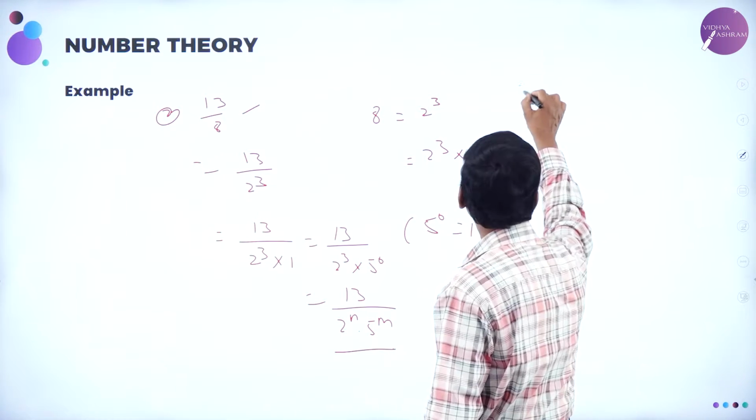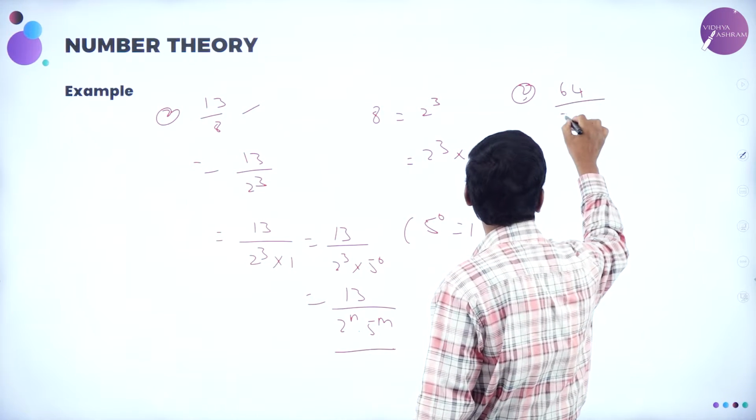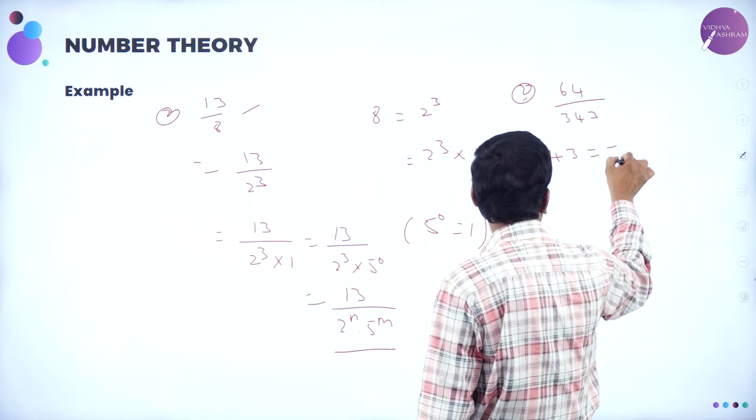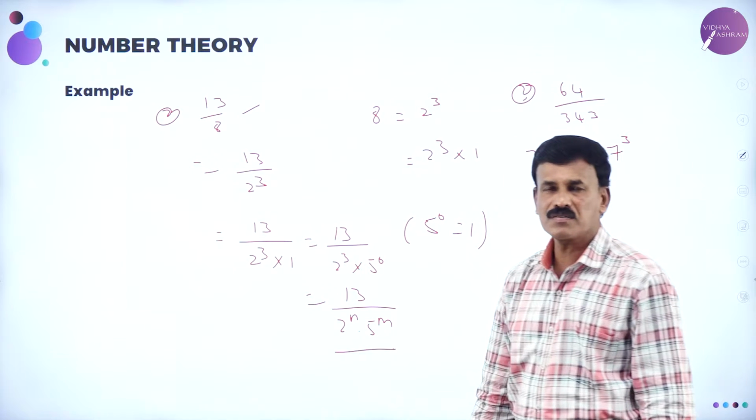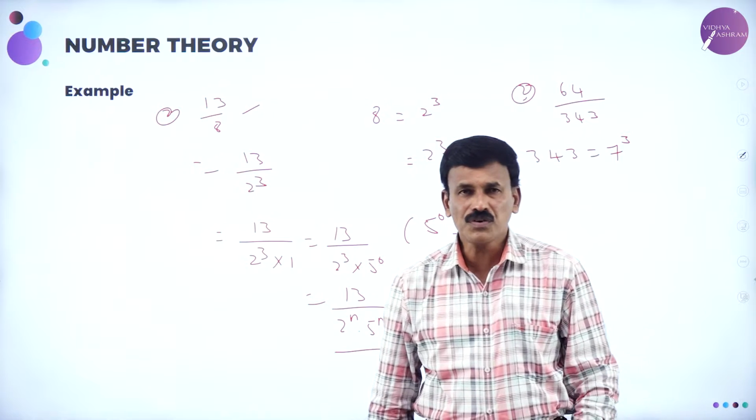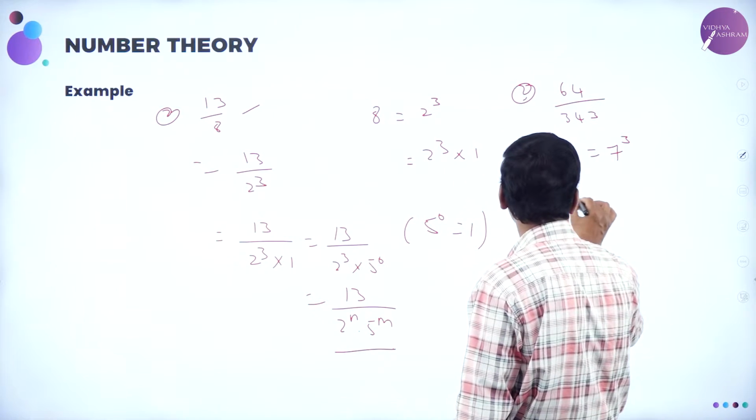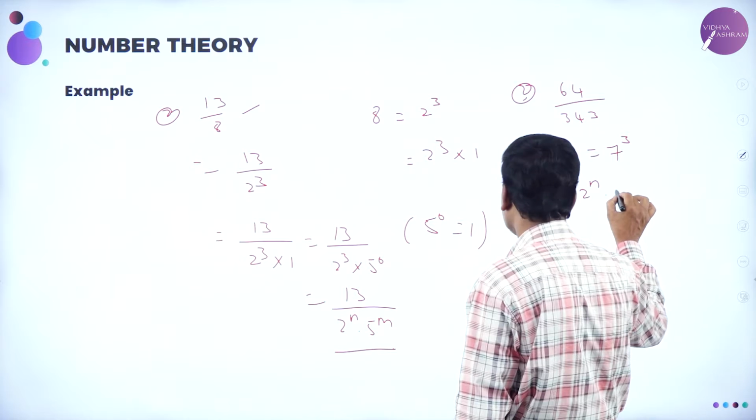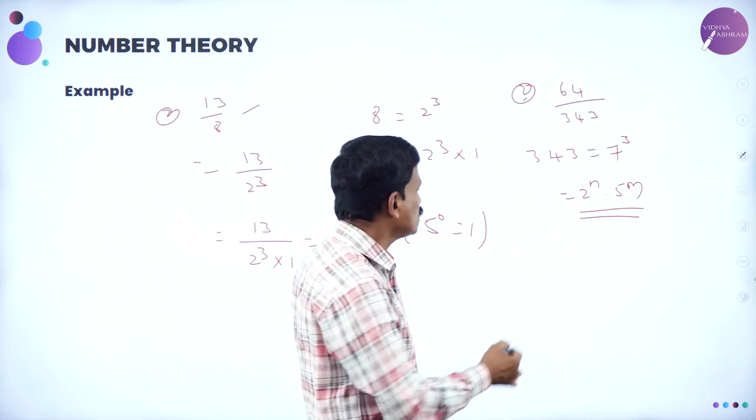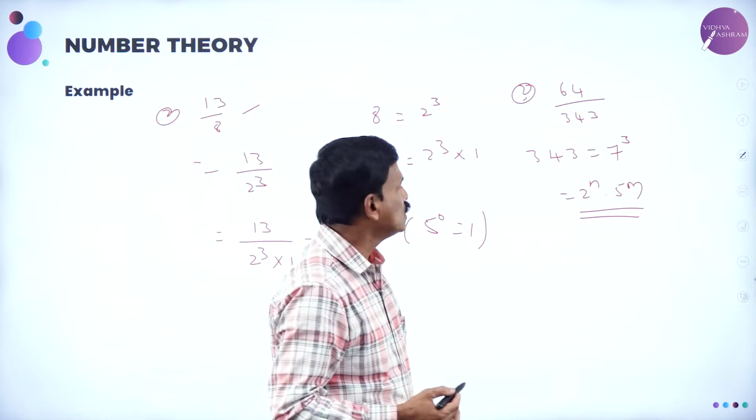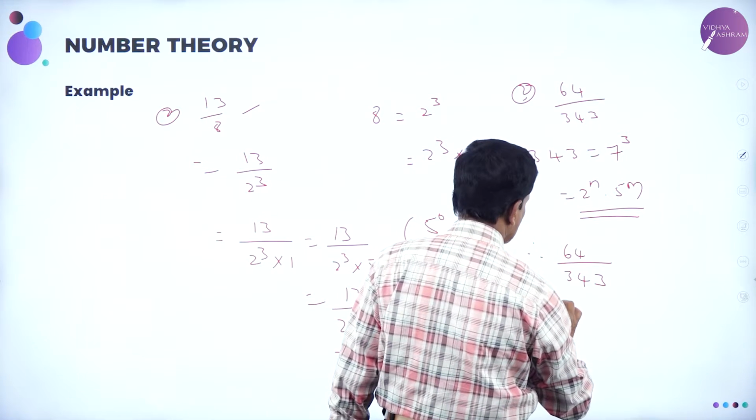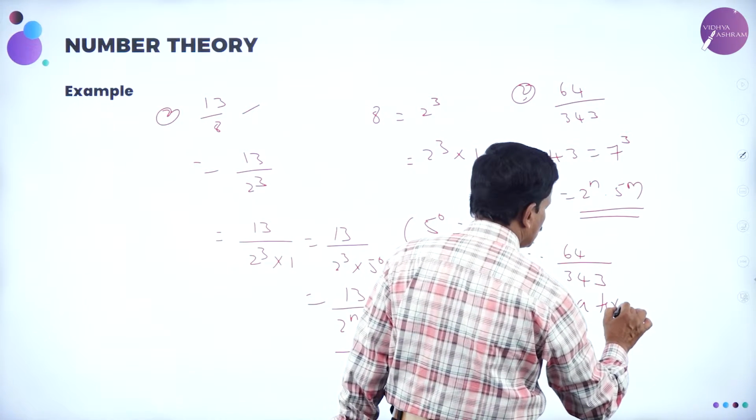Let us take one more example, the third one, 64 divided by 343. Now, 343 can be written as 7 cubed: 7 into 7 into 7, 7 sevens are 49, 49 into 7 is 343. If you observe carefully, this is not of the form 2 raised to n into 5 to the power of m. So this 7 to the power of 3 is not in the form 2 to the power of n into 5 to the power of m. Therefore, the decimal 64 by 343 is not a terminating decimal.